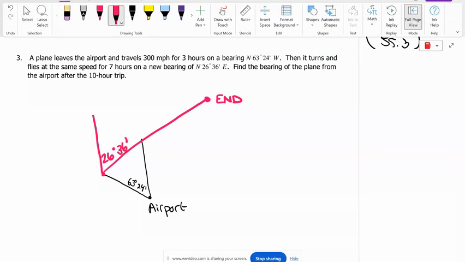All right, find the bearing of the plane from the airport. So from the airport to the plane. So what bearing do I want? I want the bearing from the airport to the end. Now, I already have my north line that I'm still going to use for my airport. So now I'm going to go north and then east. All right, so this is what I want to find. I'm going to call it theta.